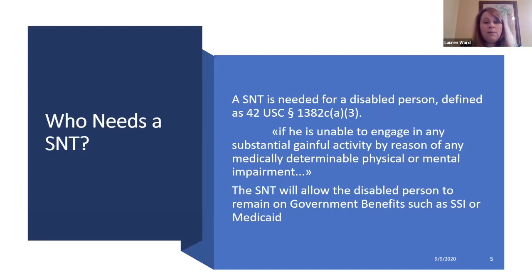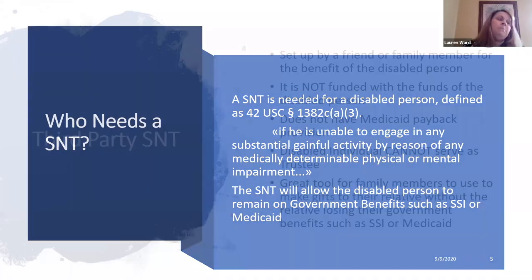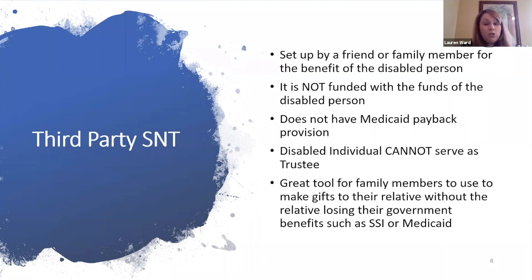It doesn't discriminate which type. But this trust is created so we can allow that person to remain on their government benefits like Medicaid and SSI, because we don't want a person to lose these benefits because they inherited money or they're gifted money, because it's really important for them to stay on Medicaid and SSI. So what we're going to talk about is there's two types of supplemental needs trust. We have a third-party supplemental needs trust and a first-party supplemental needs trust, and there's some pretty standard differences to both of them.